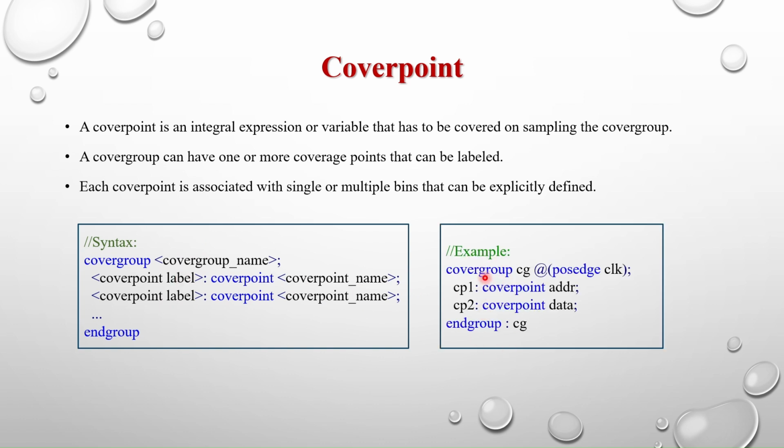And this is the example: covergroup CG at posedge clock. Here I'm using the clocking event, so at posedge clock my covergroup will be sampled. This is the label CP1 colon, coverpoint address, and CP2, coverpoint data. This is the example to write the covergroup.